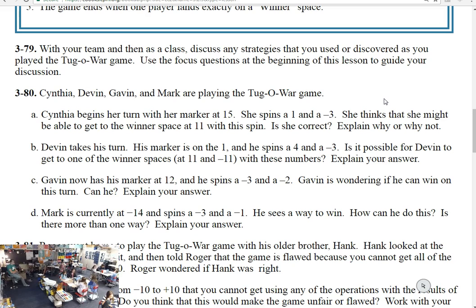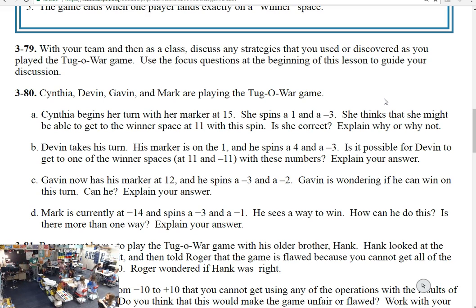Allie, when you won, was it just the numbers you got, or how did you make yourself win? What do you mean choosing the right thing? I know what you're trying to say. So Allie was 3 spaces away. Allie was at -8, and she needed to go to -11.